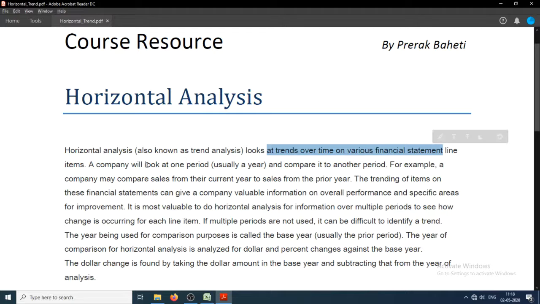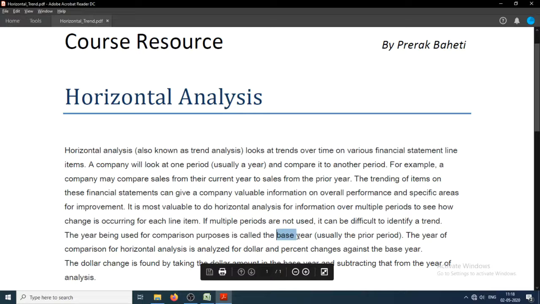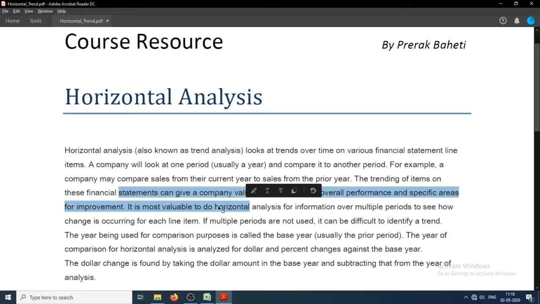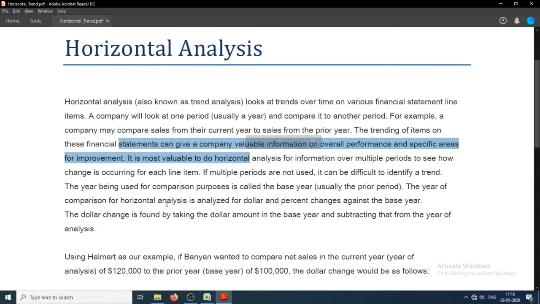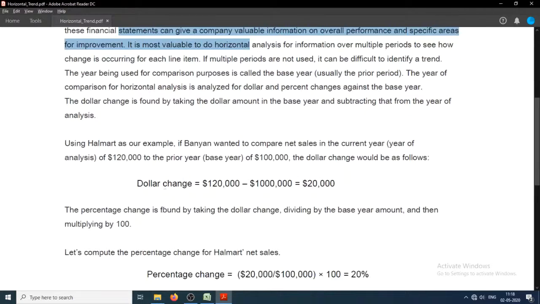If a company looks at one period and then compares it to another period, usually the previous year is compared, and most of the time a base year concept is taken. I'll tell you what a base year is later on. For example, if a company wants to compare its current year sales to the previous year, or track its expenses or its profit from the previous year, this looks quite obvious. Let's go on and carry it on.